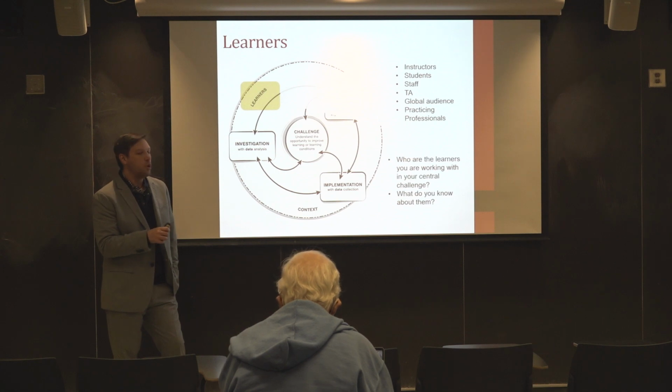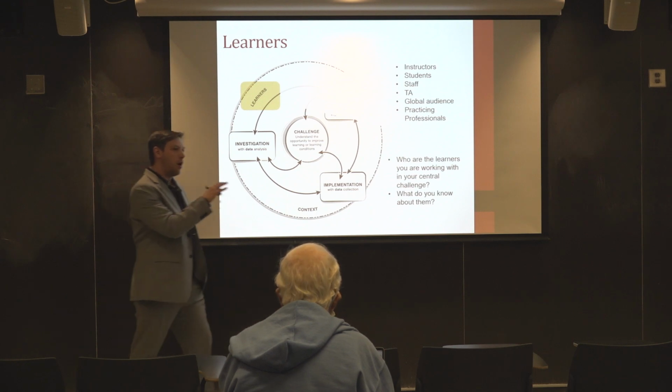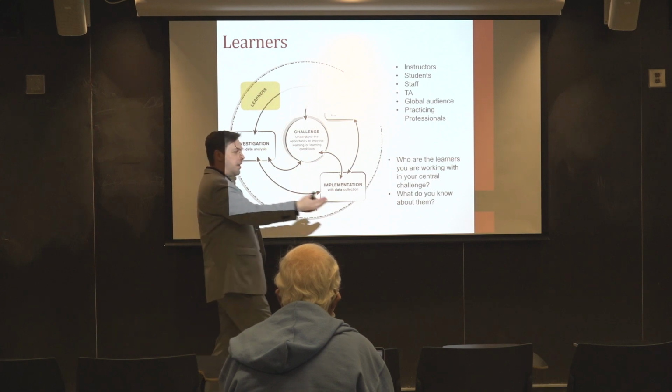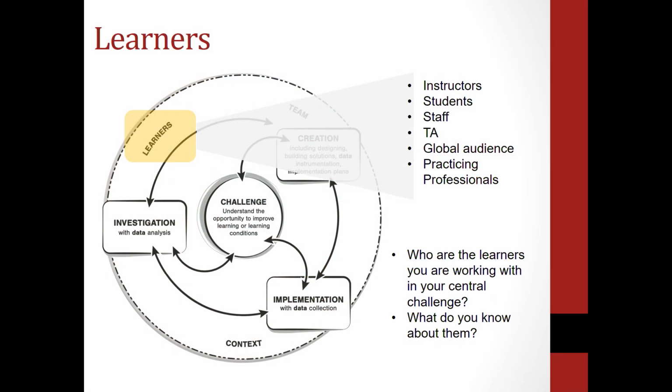So what I want you to do is, as you thought about that challenge that you were trying to address, I want you to think very carefully about who are those learners for you, and back to what we talked about at the beginning, what do we actually know about them? What do we understand about where they are at in their trajectory of learning around this central challenge that I care about?